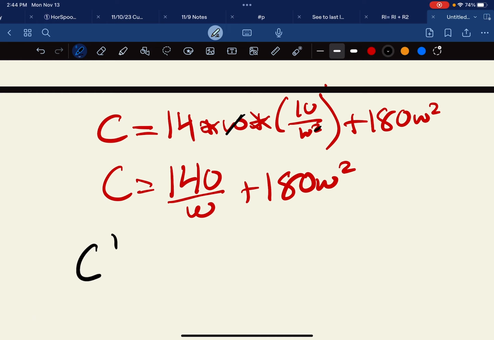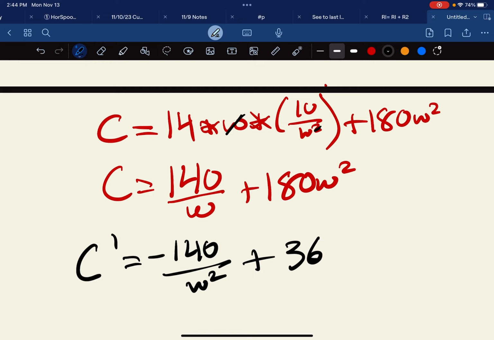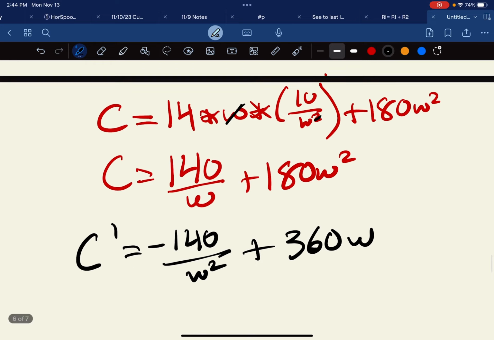So let's do that. C prime equals 140 over w. Derivative of 1 over w is going to be negative 1 over w squared. So that's what we're going to get for that. And then this is going to end up being 360 times w.